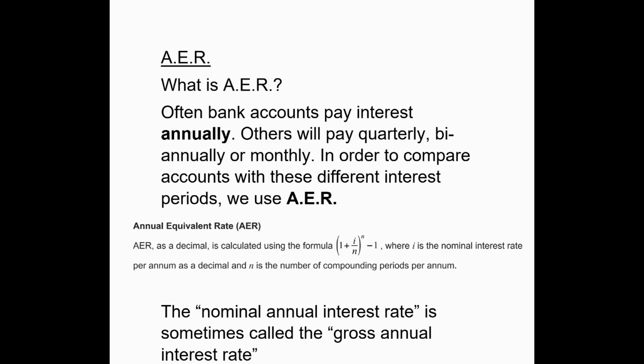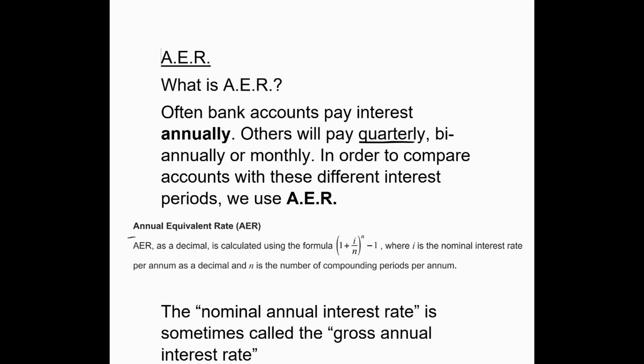AER stands for Annual Equivalent Rate. Often, banks will pay interest annually, but others, depending on different savings accounts, will pay quarterly, biannually, or even monthly. And in order to compare accounts with these different interest periods, we need to use AER.